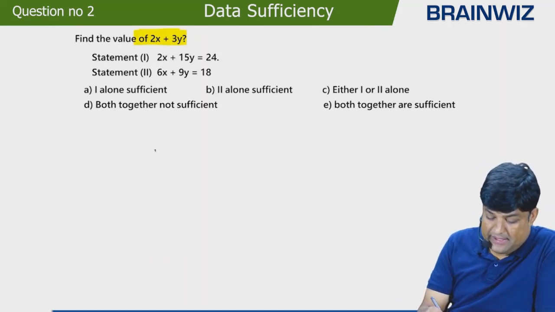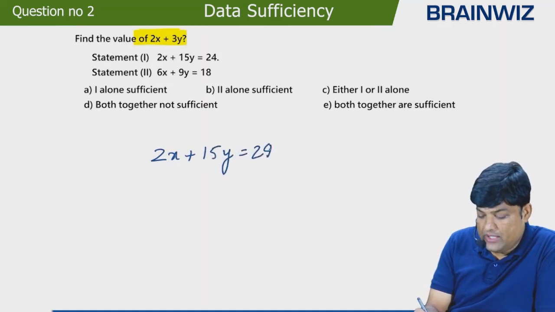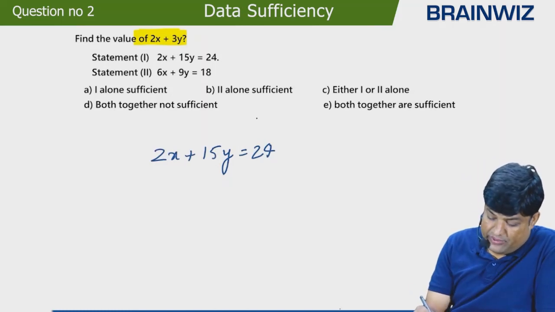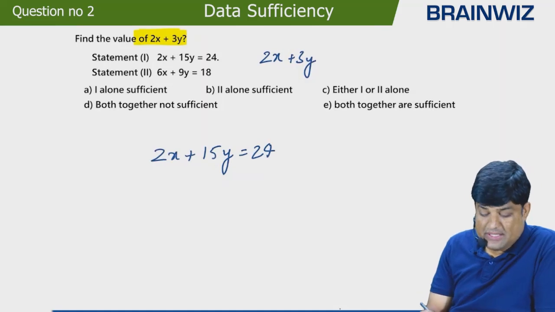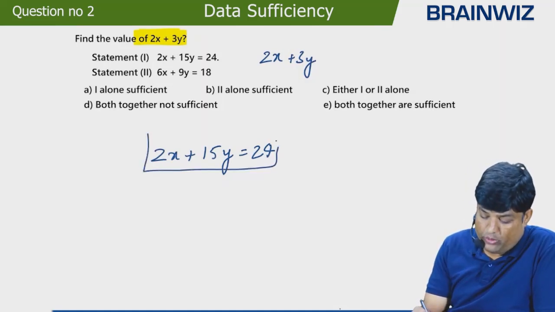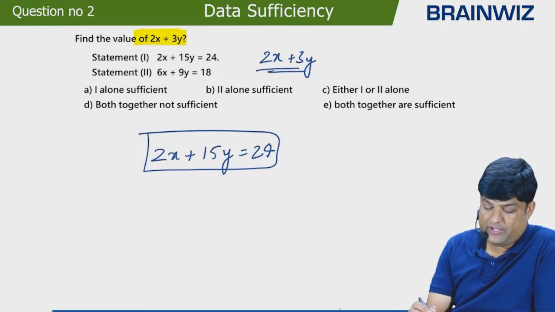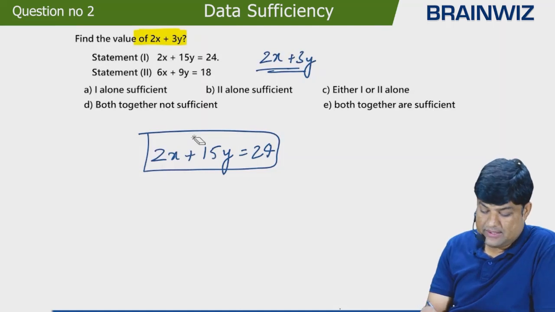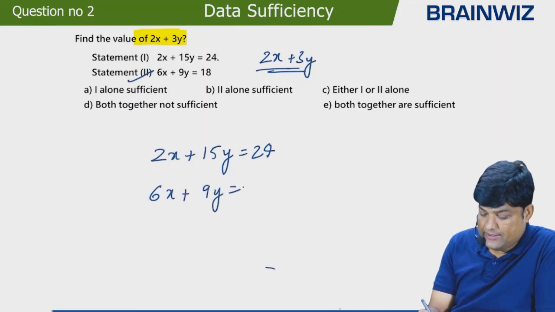He gave you in the first statement 2x plus 15y is equal to 24. In this, we want 2x plus 3y. Students, I don't think this one equation is sufficient to answer the value of 2x plus 3y, because here you have only one equation with two variables. Now the second equation is given to you, 6x plus 9y is equal to 18.